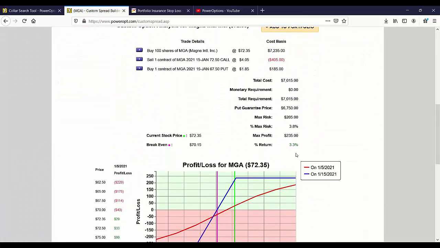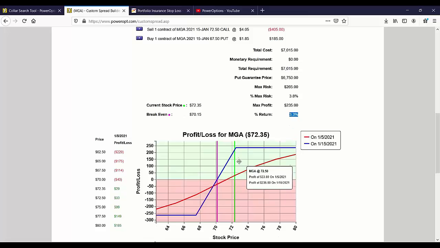Okay, that's almost a 1-to-1 ratio, risking a little bit more at 3.8% and not making as much, but with the stock at 72.35 and selling the 72.50, we've got about a 50-50 chance of making that 3.3% in 23 days. And in the worst case scenario, we're only risking 3.8%. And the stock has to drop to 70.15 before we start losing money on the position. This is a structure I really like.